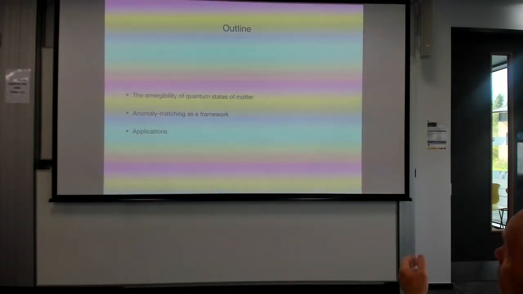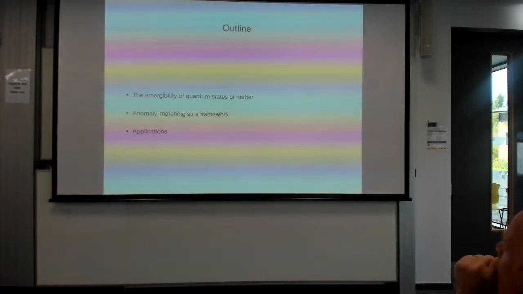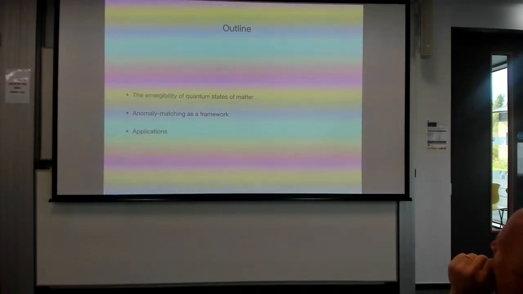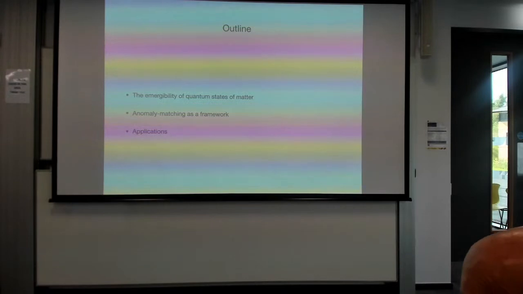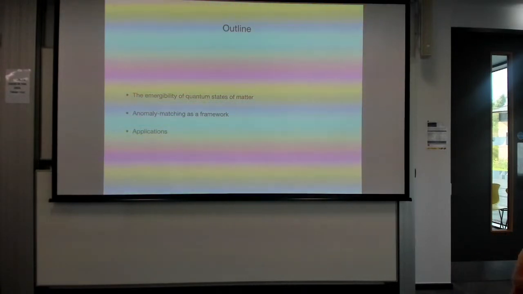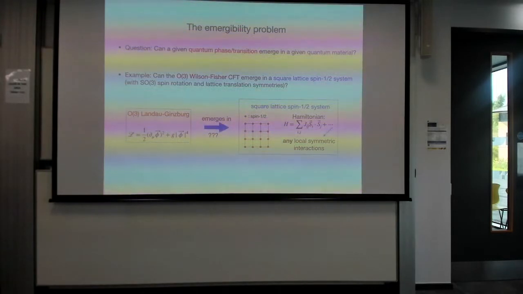Okay, this is the outline of the talk. I will first talk about this emergibility, meaning the possibility of some states to emerge in some quantum materials, and then talk about anomaly matching and show you some simple, interesting applications. Let's start from this emergibility problem.